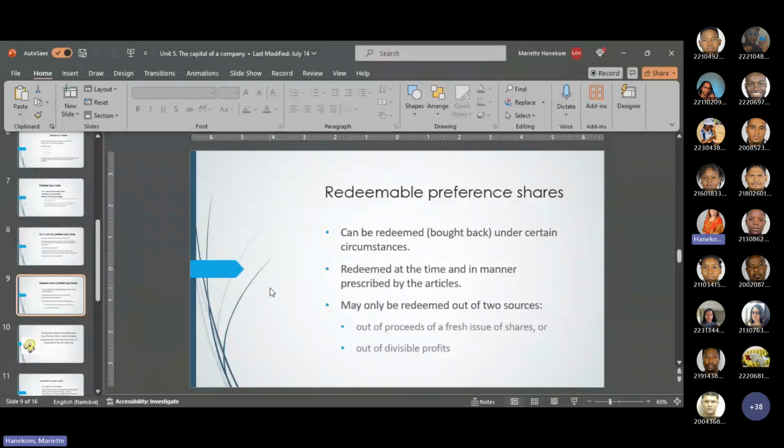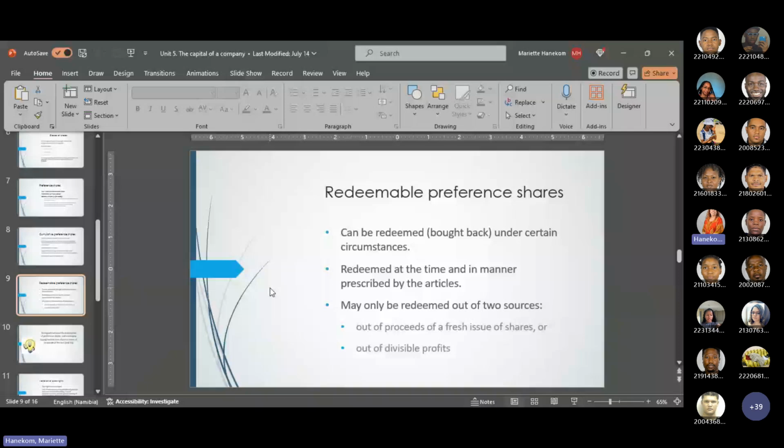But I'm warning you now, because in a later unit this will become relevant. When you are referring to redeemable preference shares, don't use the word buyback, because there's another section in the Companies Act which refers to buying back of the shares. When we get to them, you're going to be expected to distinguish between redeeming preference shares and buying back preference shares.